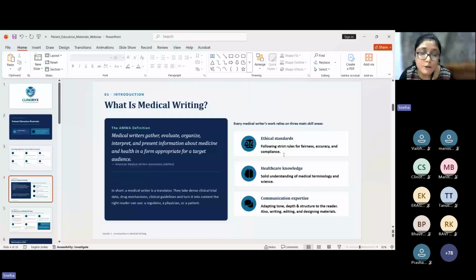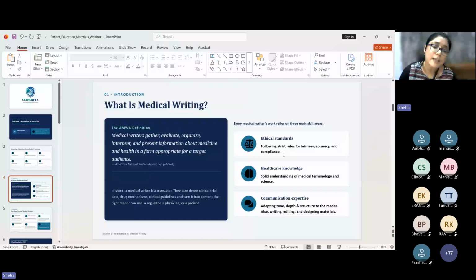Whatever your target audience is, your communication should adapt to it. You should understand the depth, you should understand the structure, and everything should go on and on. Also, reading, writing, and editing skills should go hand in hand with all these other skills. So, communication expertise, healthcare knowledge, and ethical standards are all qualities that a medical writer should possess.